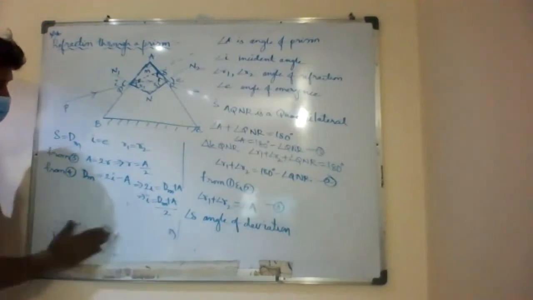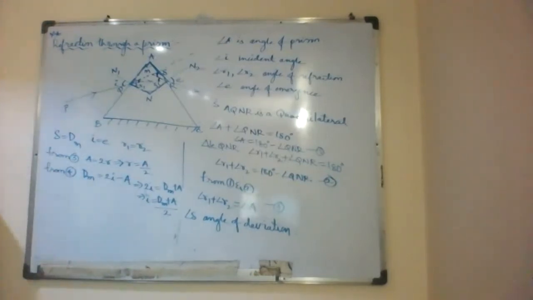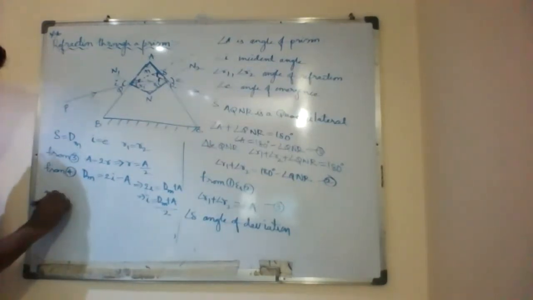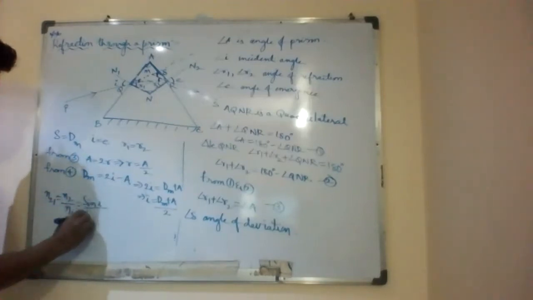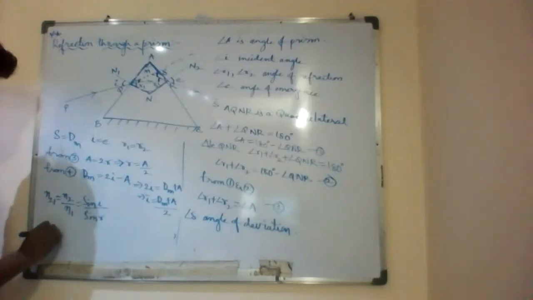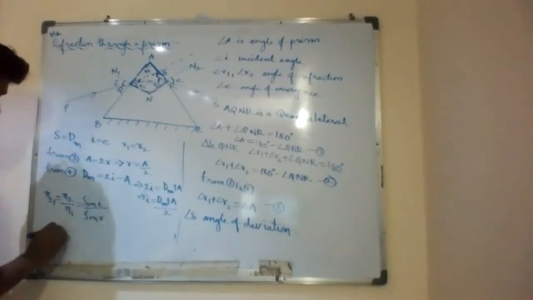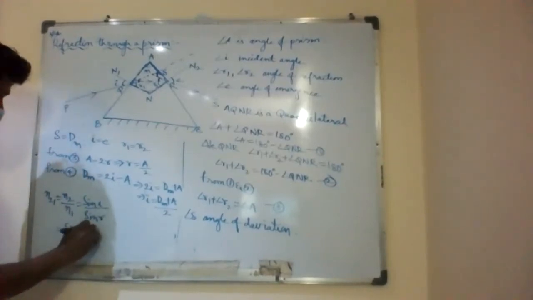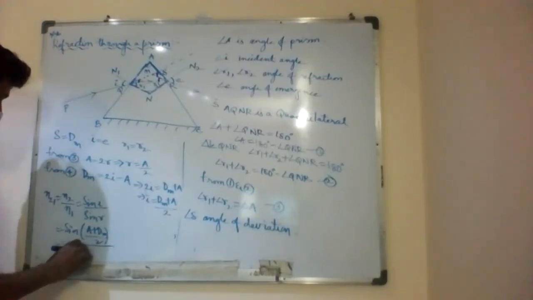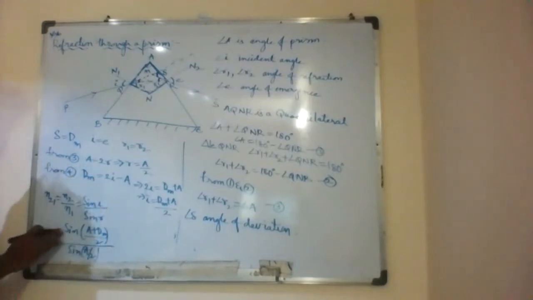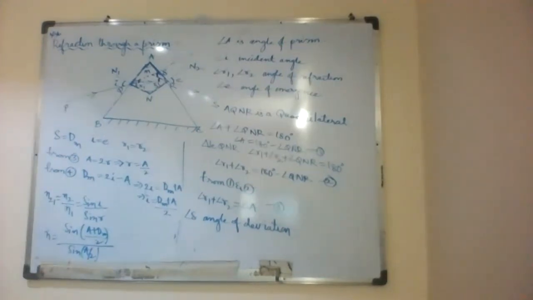Now we have the refractive index formula. What is that? n21 equal to n2 by n1 equal to sin i by sin r. So what will it become? Sin i by sin r is sin of (A plus Dm) by 2, divided by sin A by 2. Okay, so this is the formula for the refractive index: n is equal to sin of (A plus Dm) by 2 divided by sin of A by 2.